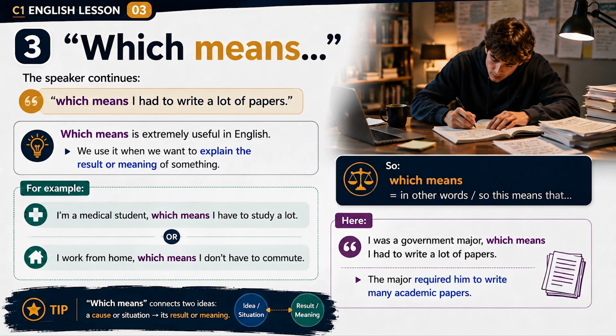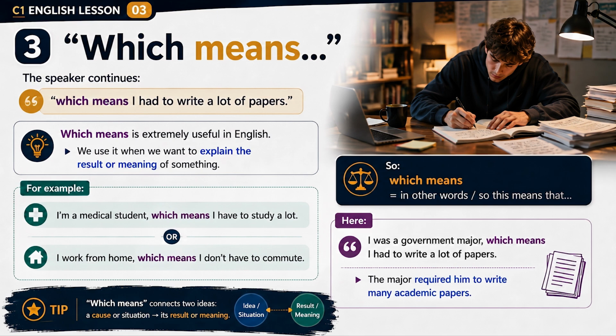For example, I'm a medical student. I'm a medical student, which means I have to study a lot. Or I work from home, which means I don't have to commute. You're explaining the result or the meaning of something. Which means equals in other words. So this means that. I was a government major, which means I had to write a lot of papers. The major required him to write many academic papers, as you can see here.